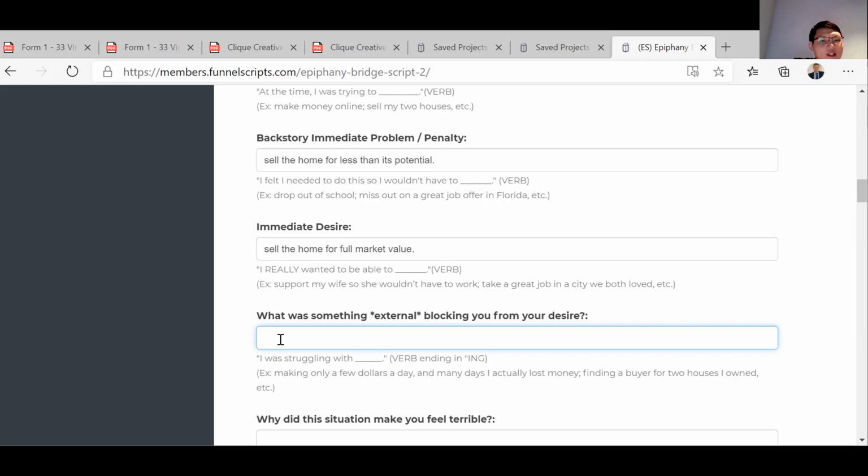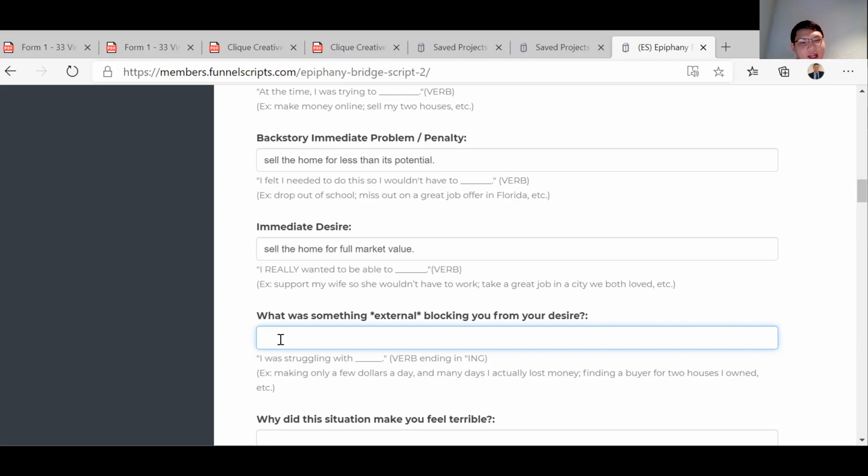Okay, I was struggling with... By the way, your goal, your desire, is helping sell the property for the full market value. Did you have any challenge helping sell that property for the full market value at that time? No. Because his property is not desirable, so that's one of the challenges, to renovate it. Is there any other challenge you can think of? No, to be honest, no.